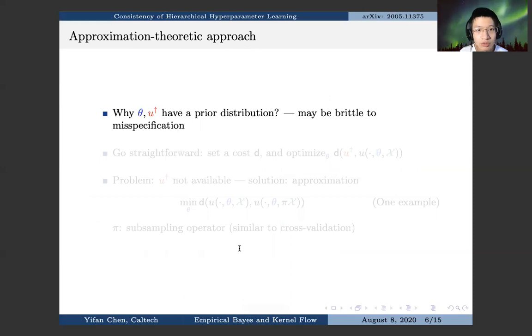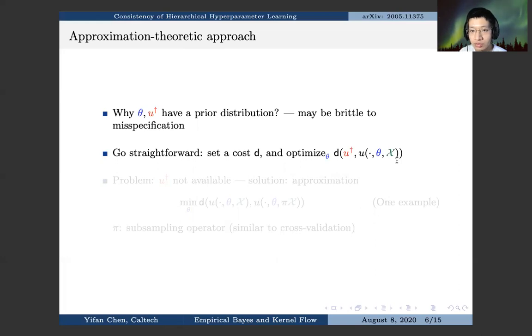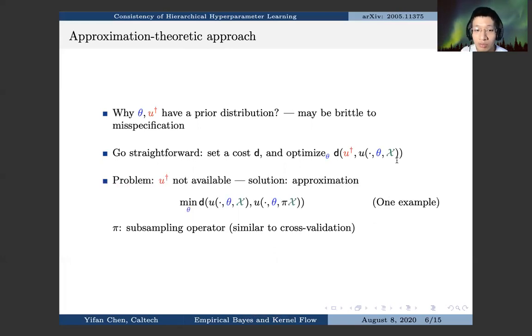The Bayes solution assumes the prior distribution on the quantities. This may be brittle to model misspecification if the model is not the case. Alternatively, we can think about this problem in a more straightforward way. We set up our goal and we choose a cost function D. Then we pick theta as the optimizer of this loss function, which is the distance between the ground truth and our estimated GPR solution. This is quite natural and ideal. However, U dagger is not available to us, but we can approximate it.